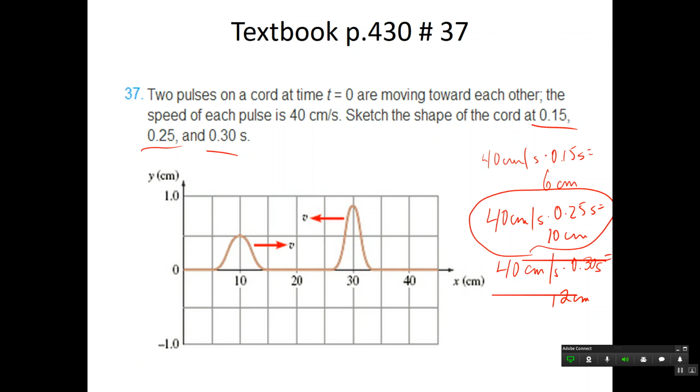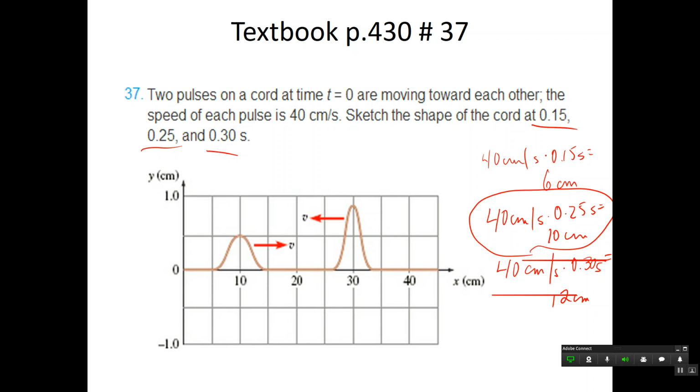Let's see what happens if I draw the other one. I'm going to do the 6 centimeter one. So the peak here is at 10. I would have to draw the peak at 16, which is about here, like that. And this one is the same thing. I move it, and the peak should be at 24, because I'm at 30 and I moved 6 centimeters this way. That means my peak should now be at 24, which is about here. So I guess something like this, right?